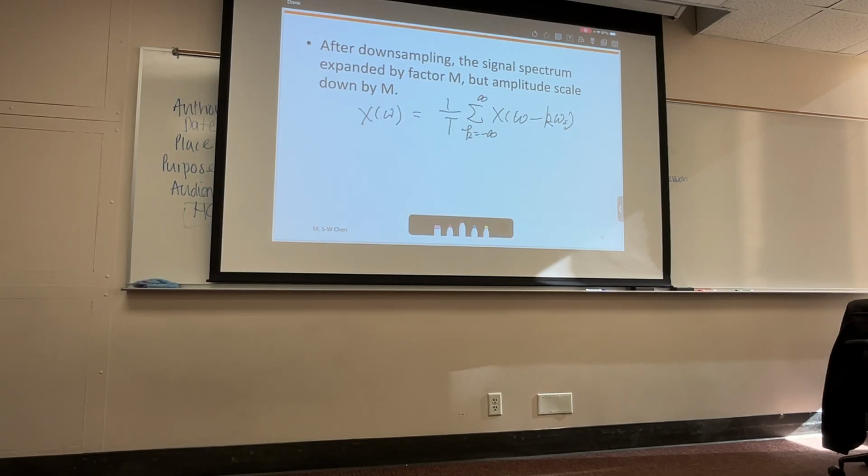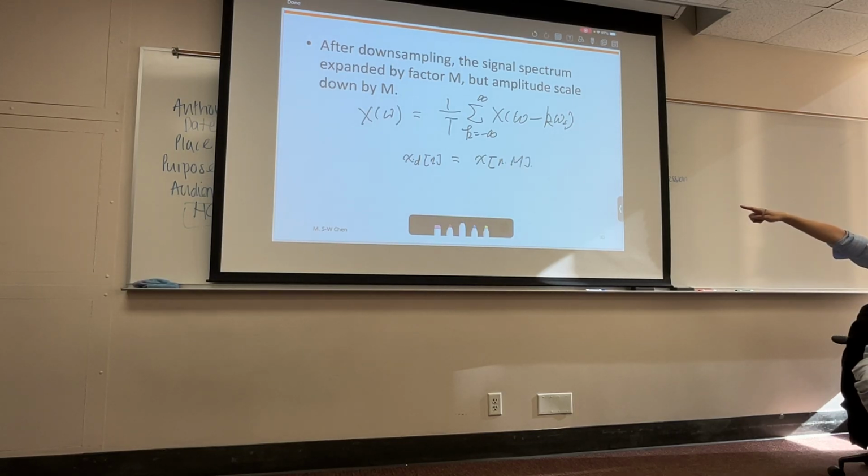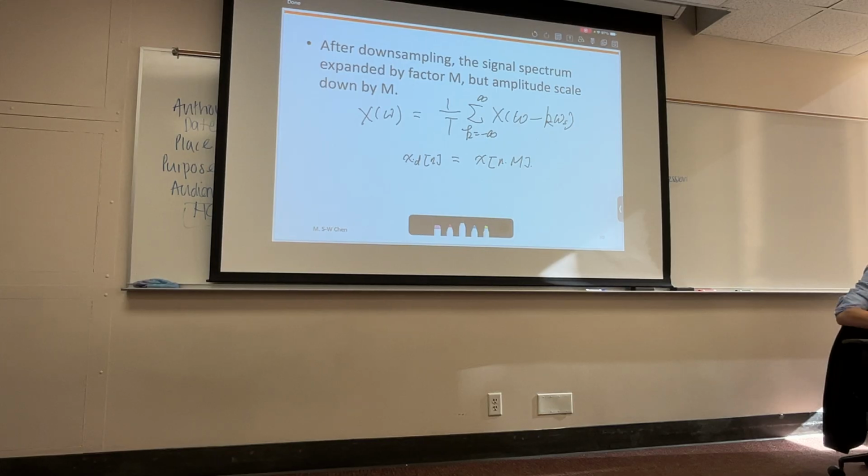Okay, so now let's do downsampling. So xd of n mathematically is equal to x of n times m. Does that make sense? You see when n equal to 1, it is equal to x of m, and when n equal to 2, it corresponds to x of 2m, right? So every m samples, you're gonna take one. Okay, so that's the math.